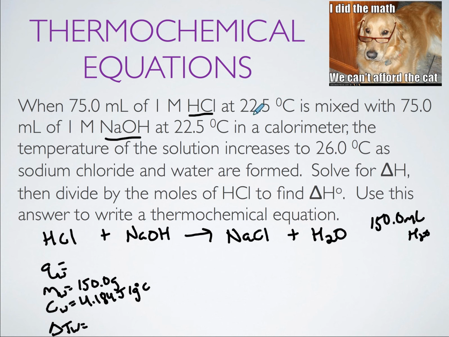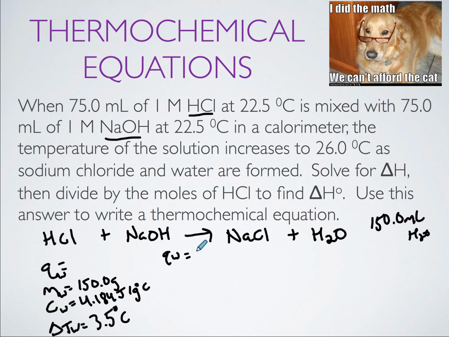The temperature change, it's starting off at 22.5 for both of these chemicals that are being mixed together, eventually goes up to a maximum of 26 degrees Celsius. So in order to find delta T, it's final minus initial, so 26 minus 22.5, that is a difference of 3.5 degrees Celsius.